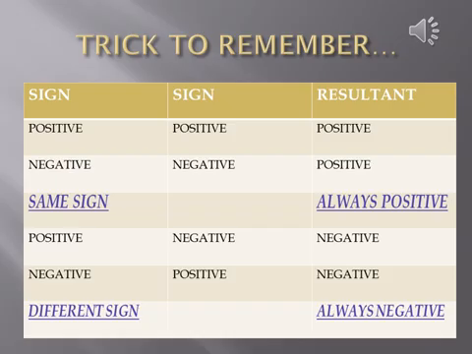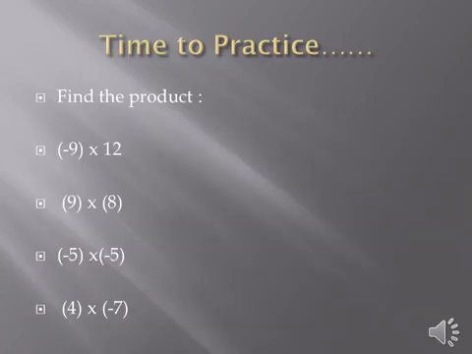The only trick to remember the sign of the resultant is that we have to check the sign of the numbers involved. If the numbers involved have the same sign, the resultant will always be positive. And if the numbers involved have different signs, then the answer will always be negative. This is time to practice. So start it.